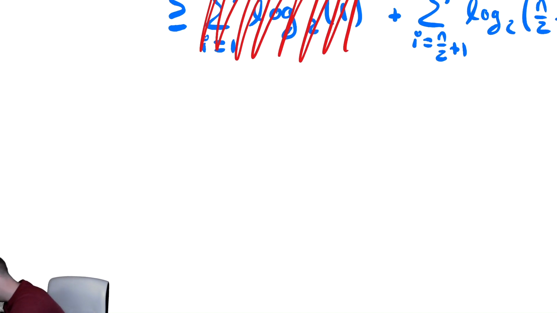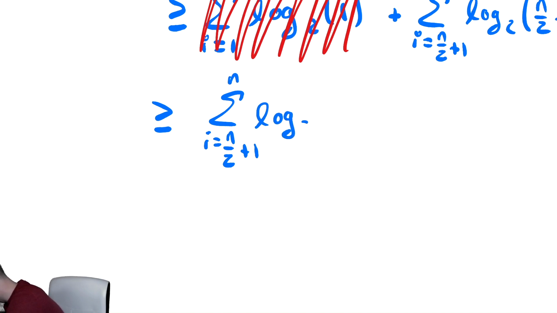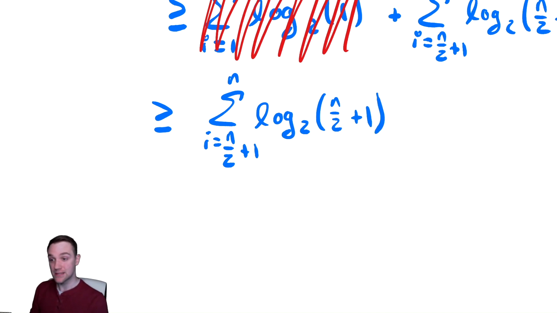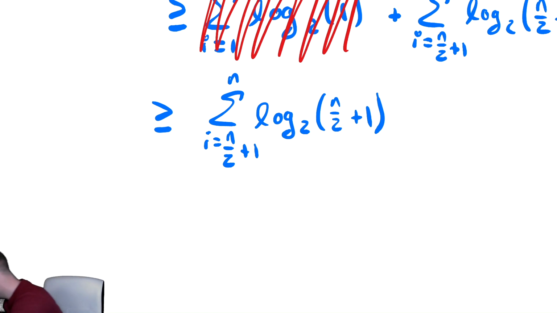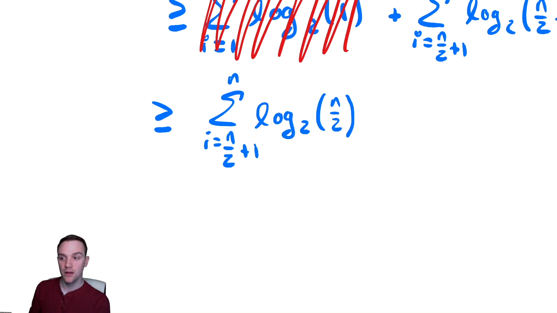So let's write down what we have. We have that this is greater than or equal to the sum from i equals n divided by 2 plus 1 to n of log base 2 of n divided by 2 plus 1. I'm going to do something at the same time here, which is that the plus 1 inside of the log is just going to be tedious. And when bounding below, you can always, always, always drop constants that are added on. So I'm going to drop the plus 1, which makes it yet smaller still, because n over 2 is definitely less than or equal to n over 2 plus 1.